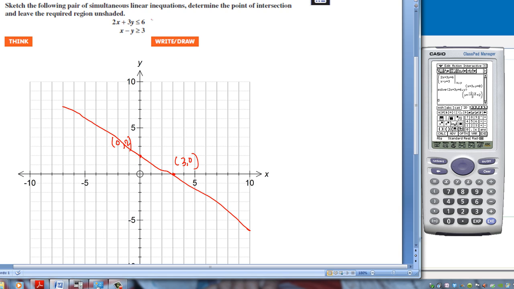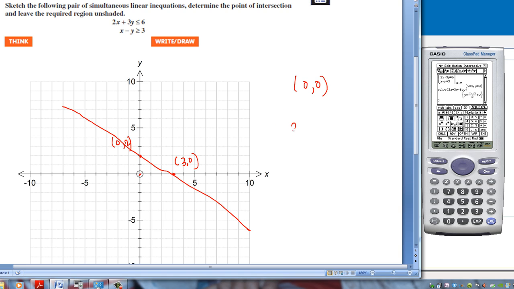I'm interested in then finding out which is the region required. To find out the region required, I want to know when this inequality is true. So I choose a test point from either side of the line. Remember, it's either going to be this side that's true or this side that's true. The point I'm going to choose is this one here, the origin, 0 comma 0.